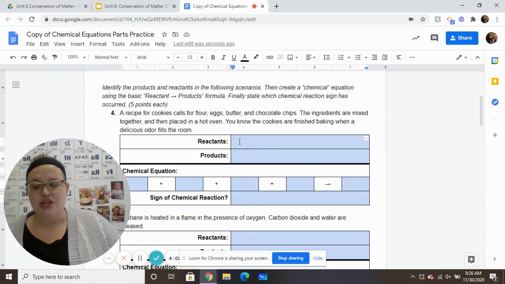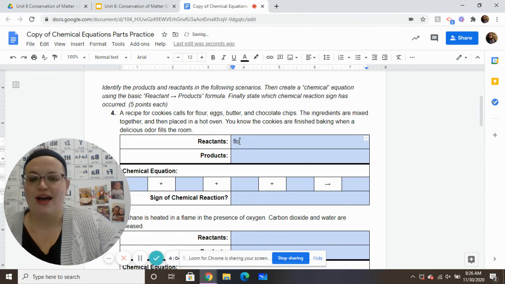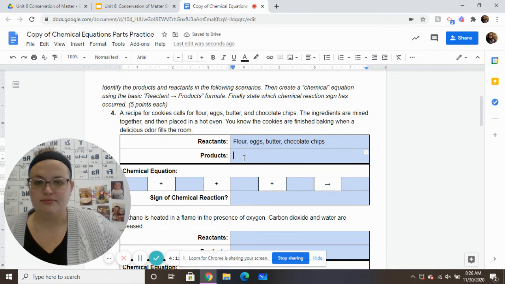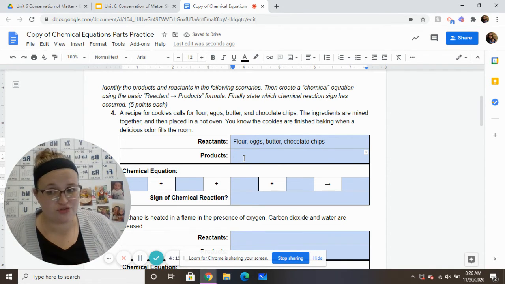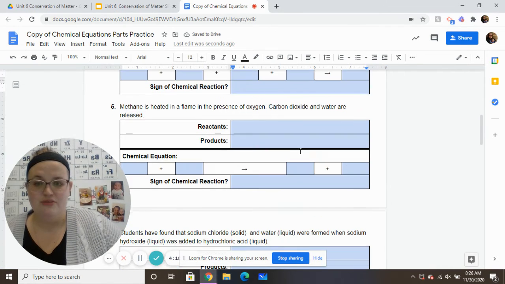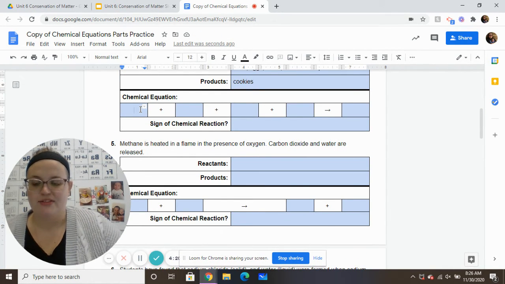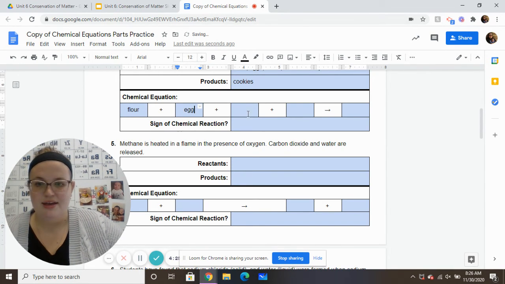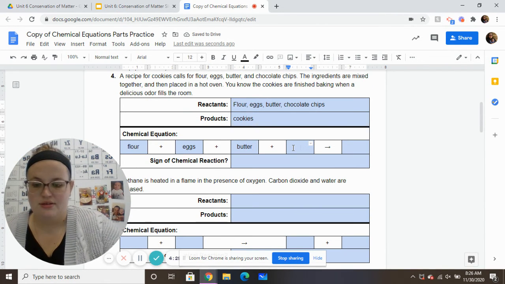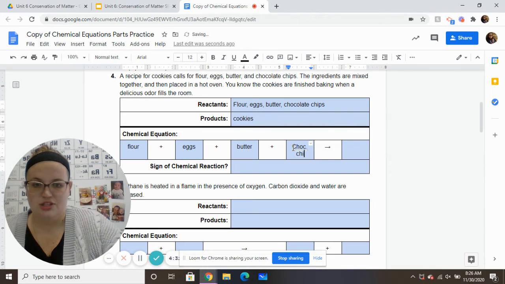So my reactants are going to be my ingredients. So that's flour, eggs, butter. My products are what's going to be produced from this. Well, that would be cookies. So let's write my chemical equation formula. And they may not fit in these boxes perfectly, and that's okay. So we have flour, eggs, butter, chips, and I'm going to make cookies.